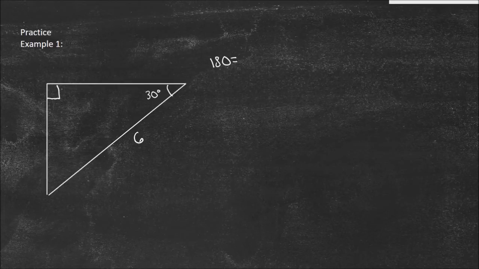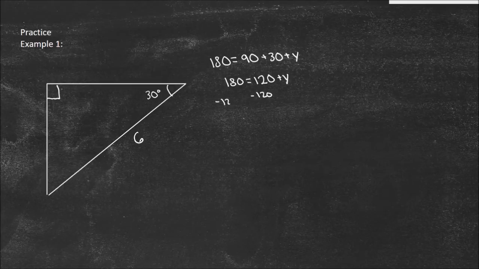So if I'm given 2 of them, I can do 180 equals 90 for the right angle plus 30 plus, we'll make that y. That will be this last angle. And I get 180 equals 90 plus 30 is 120 plus y. I'm going to subtract 120 from both sides, and then I'll get y equals 60. So 60 equals y. And then I have my 30, 60, 90 triangle, and now is when I can really figure out the rest of the side lengths using those rules we talked about earlier.